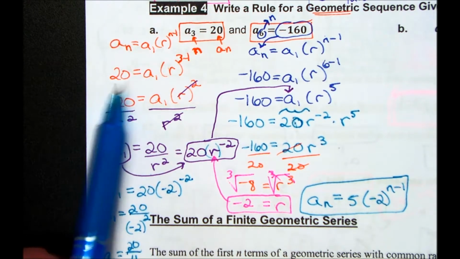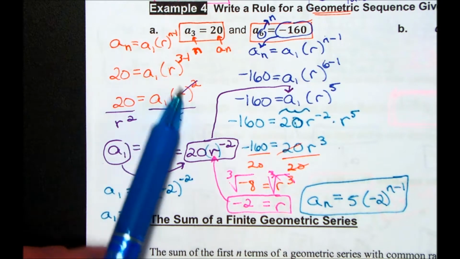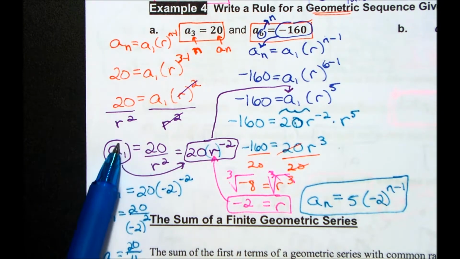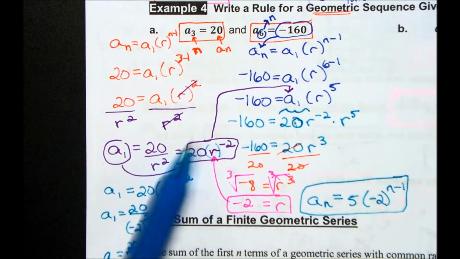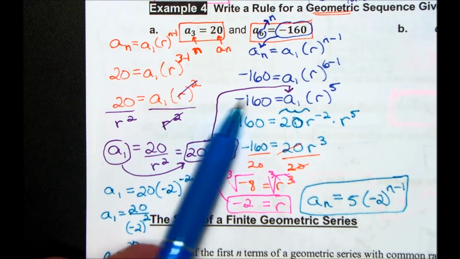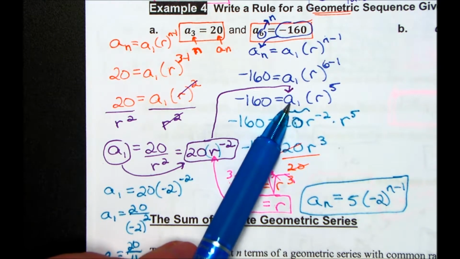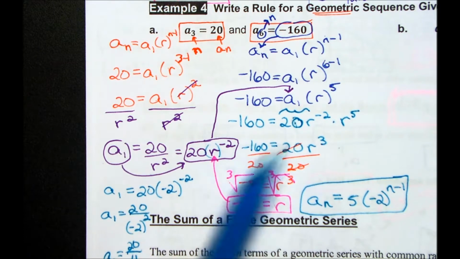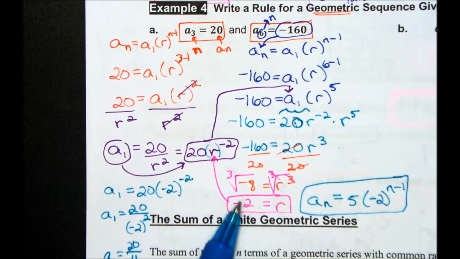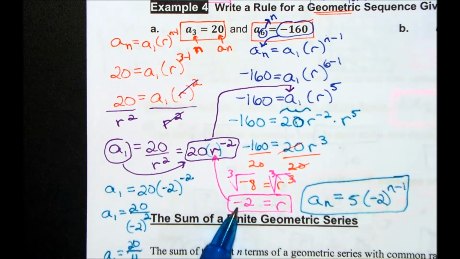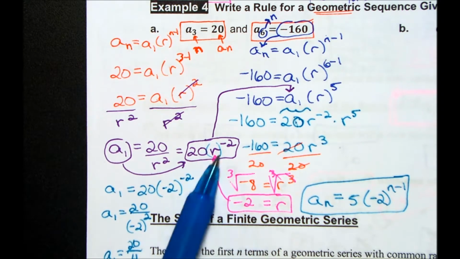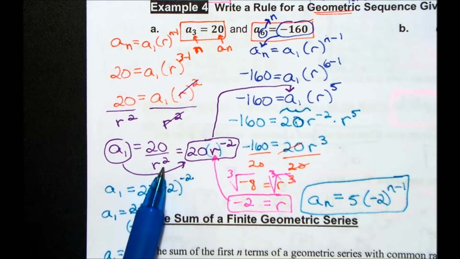Take the first equation, or either one of these really, and solve for a sub 1. Once you've gotten that, you plug that expression for a sub 1 into the other equation. Simplify that to solve for your ratio. Then take that negative 2 that we found and plug it in either here or over here so that we can find a sub 1.